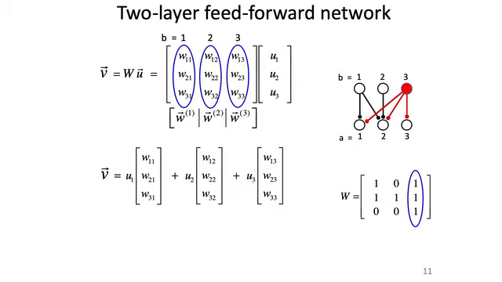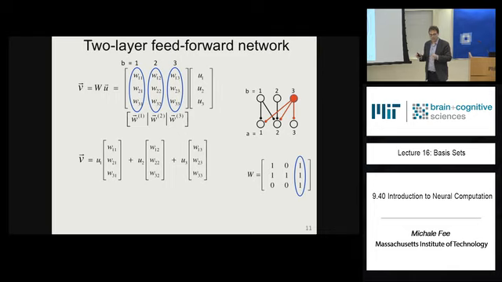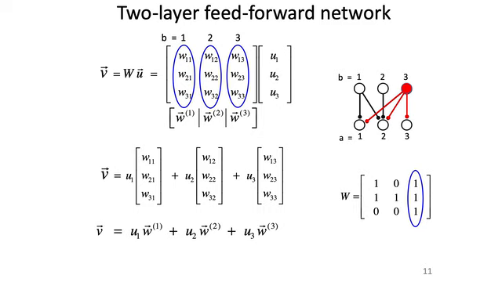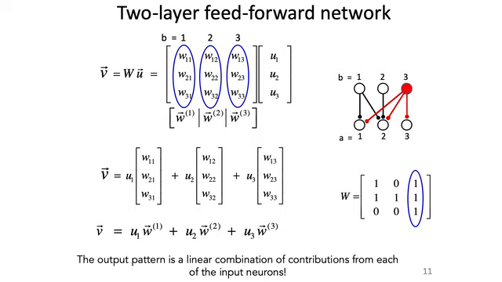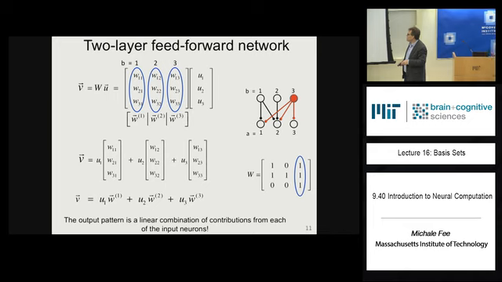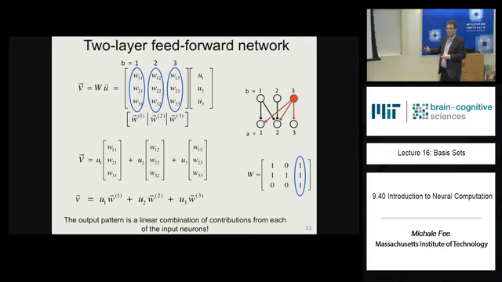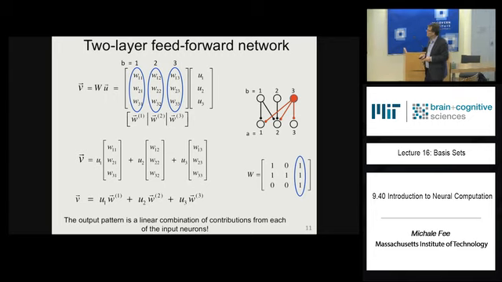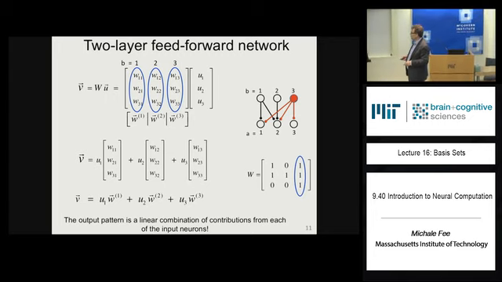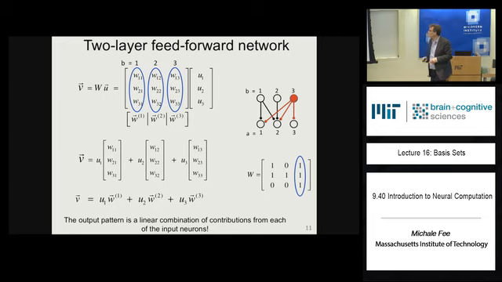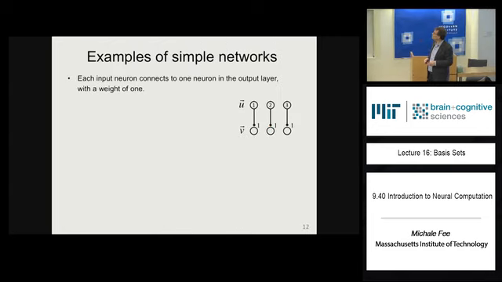And what is the contribution to the output from yet another input neuron? Does that make sense? Okay. All right, so we have a linear combination of contributions from each of those input neurons. And that's called the outer product interpretation. I'm not going to explain right now why it's called that, but that's how it's referred to. So the output pattern is a linear combination of contributions.